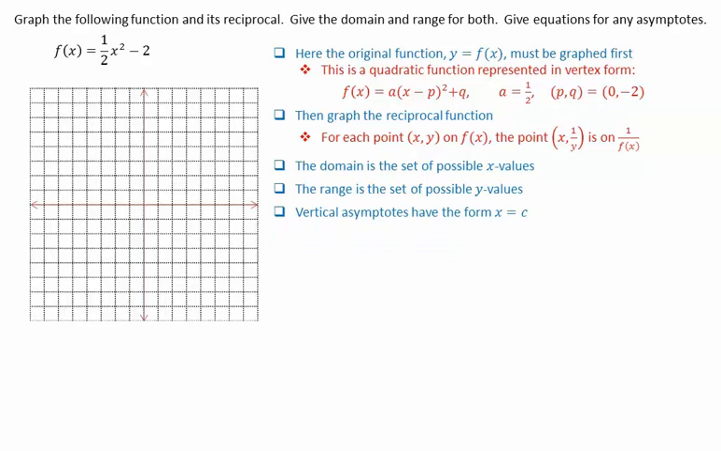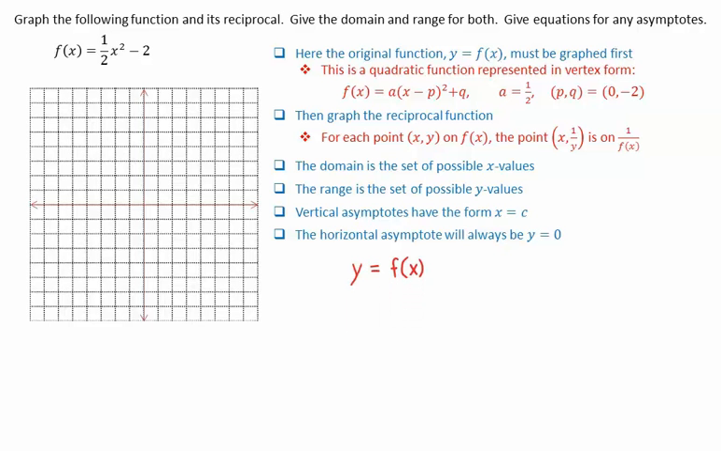Vertical asymptotes have the form x equals c. Note that these correspond to the x-intercepts of the original function. The horizontal asymptote will always be y equals 0.